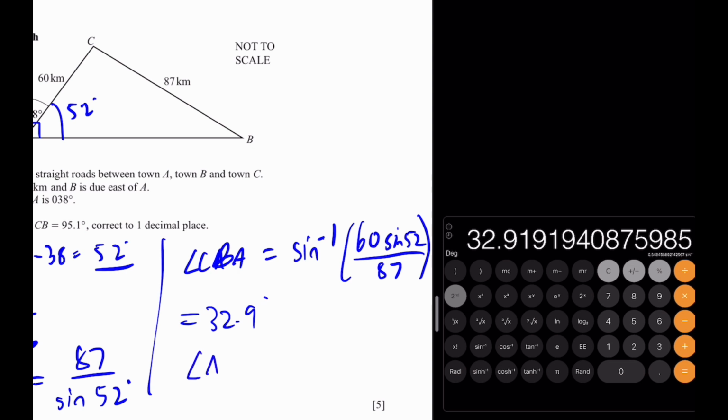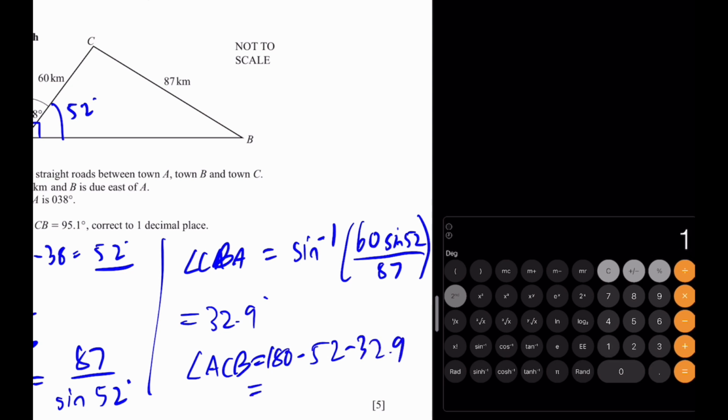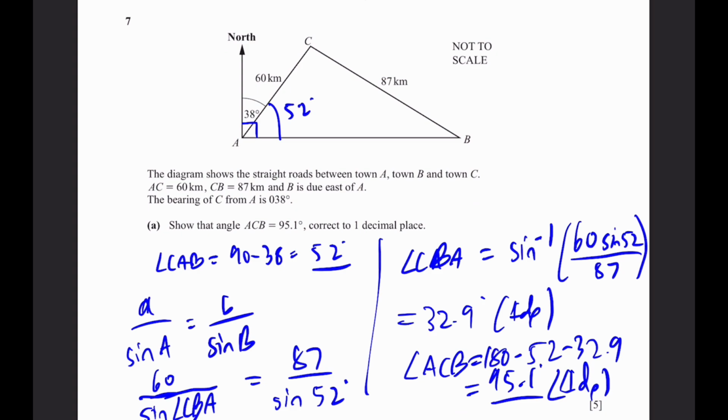Now angle ACB will be 180 minus 52 minus 32.9, which is 95.1 degrees to 1 decimal place. Of course, 32.9 is to 1 decimal place, so this is also to 1 decimal place. That's our answer. Let's go to part B.